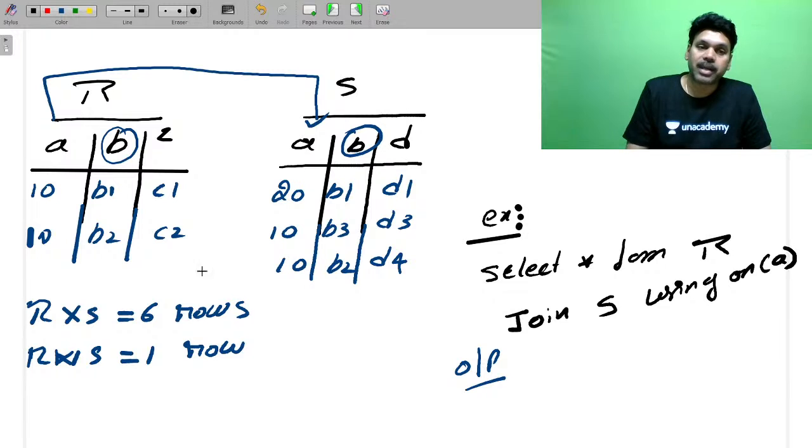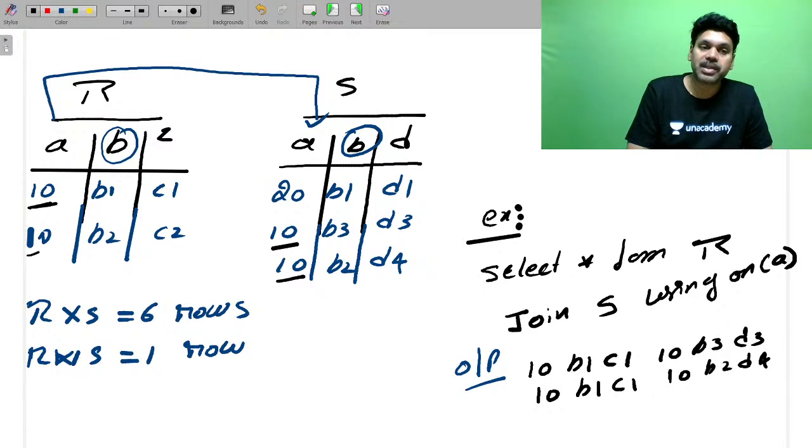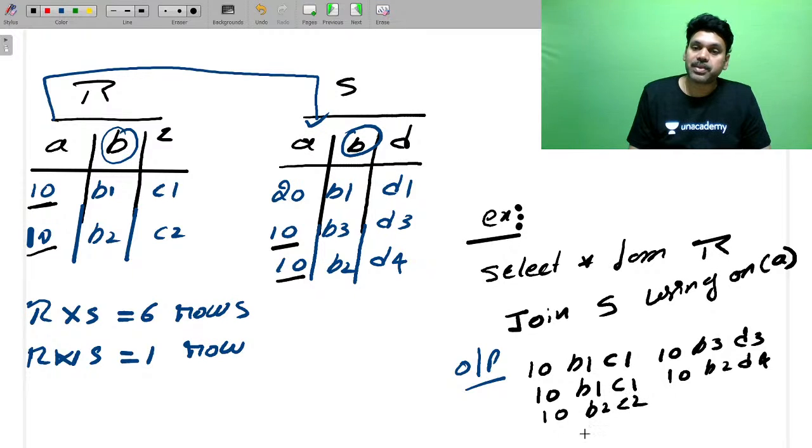So this time, 10 is mapped with this. So therefore you're going to get 10B1C1, 10B3D3. And next one, this 10 can map with this. So you will get 10B1C1, 10B2D4. See how many rows we are producing. Next, this 10 also, we are going to get 10B2C2. Again 10B2C2 because the 10 is mapping there and here. Please understand. And it is B2D4.